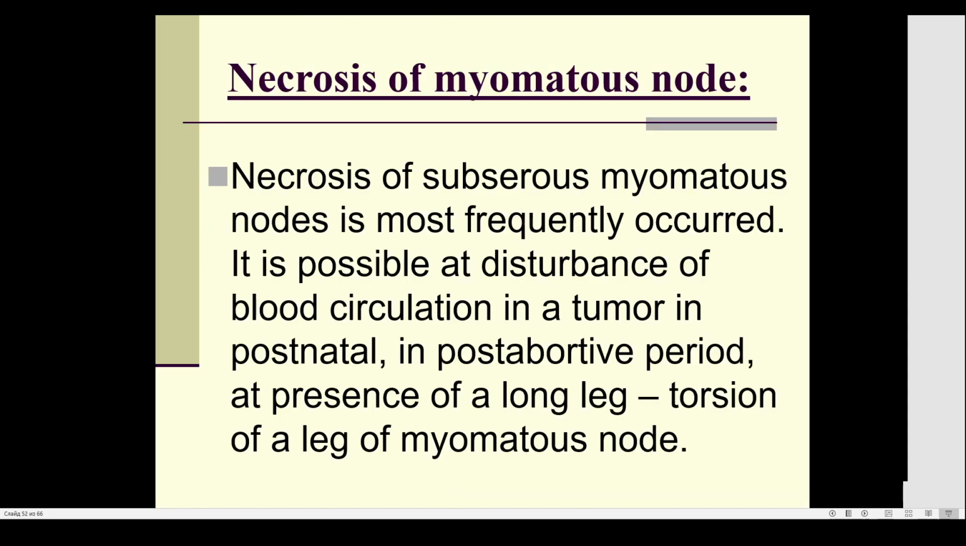Another pathology is necrosis of a myomatous node. Necrosis of a subserous myomatous node occurs most frequently. A disturbance of blood circulation in a tumor is possible in the postnatal and post-abortive period, in the presence of a long leg, or torsion of the leg or peduncle of the myomatous node.